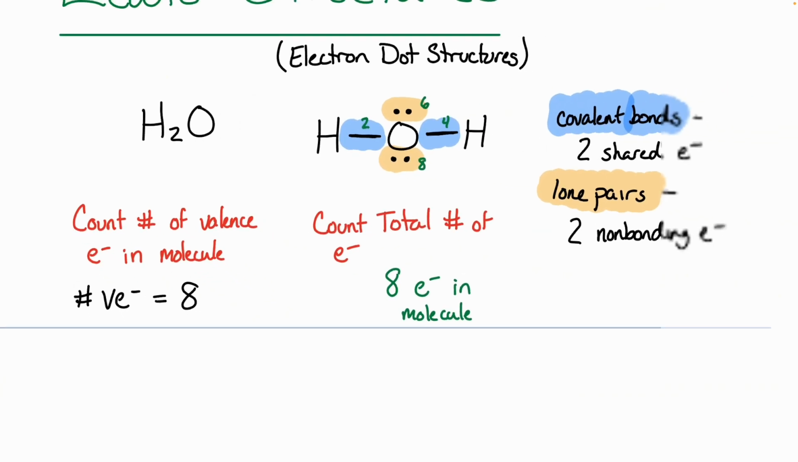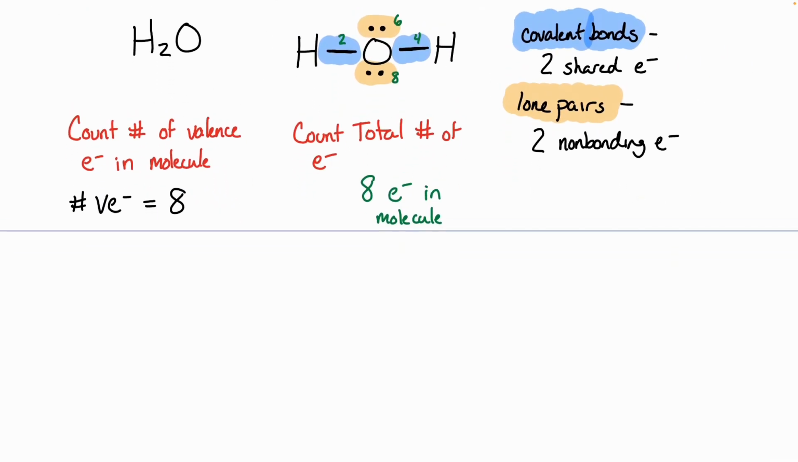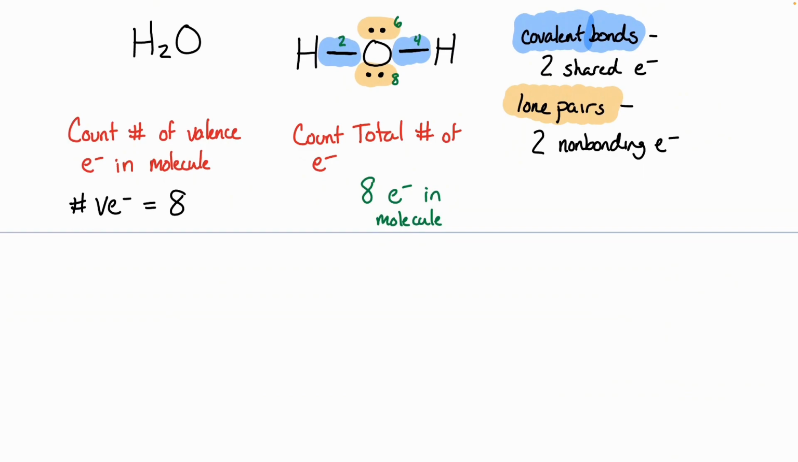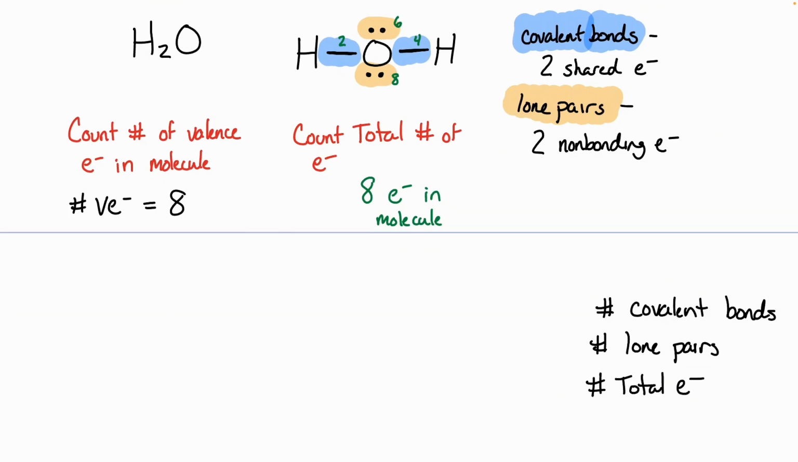All right, so I'm going to put down a few more Lewis structures here, and you're just going to trust me. For each one, you're going to tell me the number of covalent bonds, the number of lone pairs, and lastly, the total number of electrons.